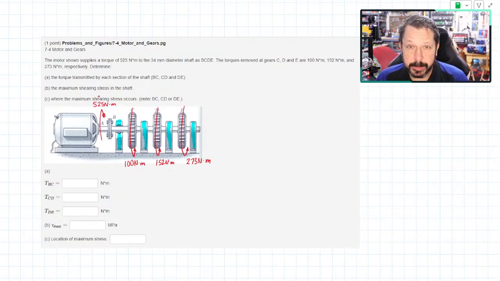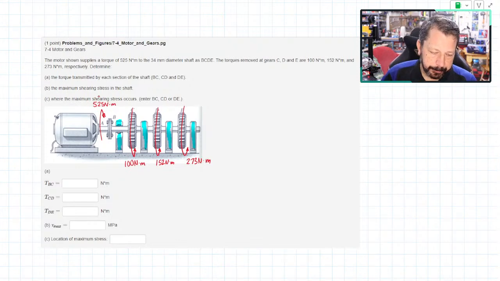In the real world, the bearings do scrape off some of the input power because there are some losses due to friction, things like that. But we're assuming that everything's perfect in our academic problem here. All right. So the torque transmitted by each section of the shaft.